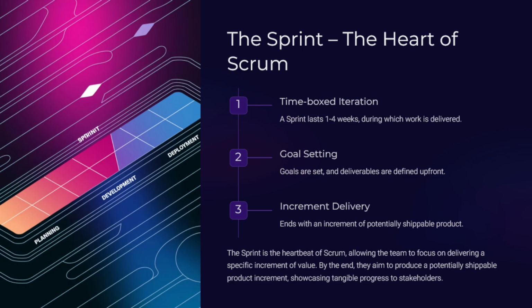So again, the sprint is a time-boxed iteration, usually from 1 to 4 weeks, where the work is delivered. During the sprint, which is the first event, the goals are set and deliverables are defined upfront. And it ends with an increment, one of the Scrum artifacts, or a potentially shippable product.